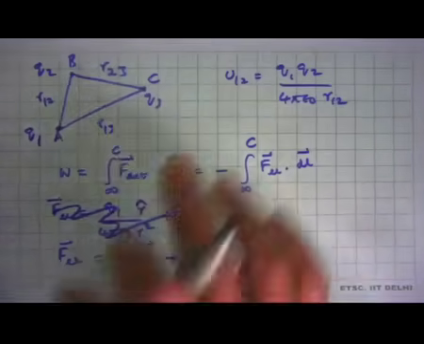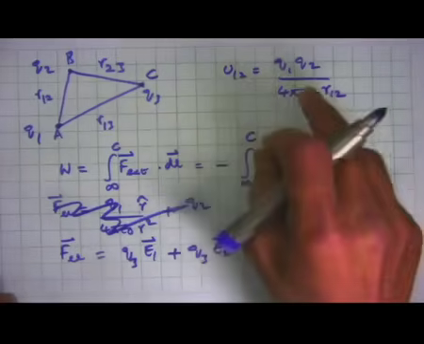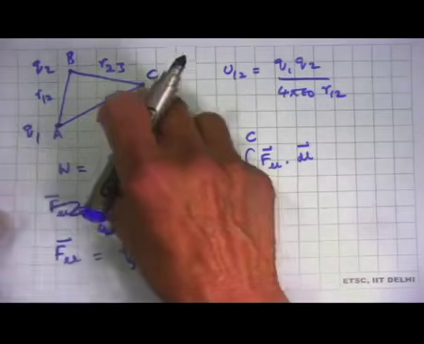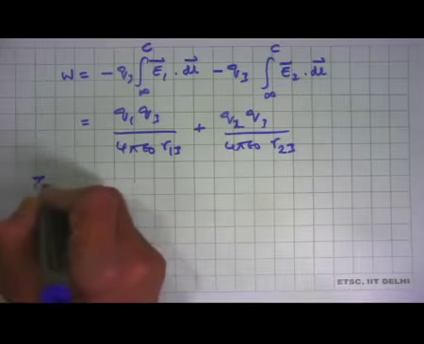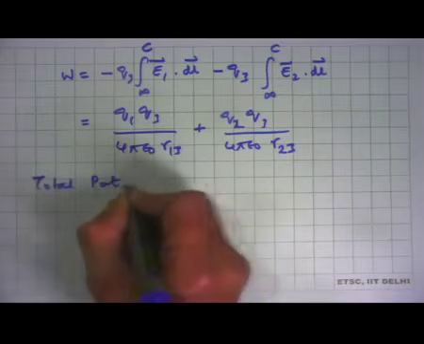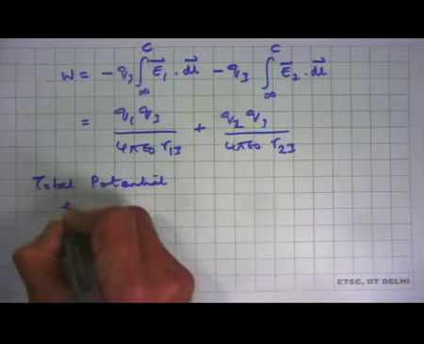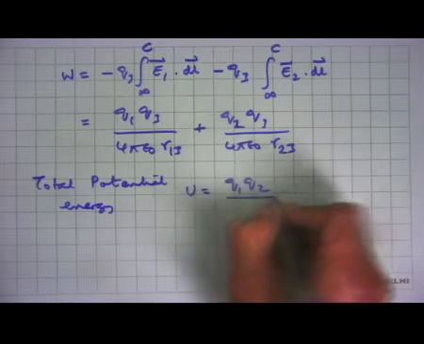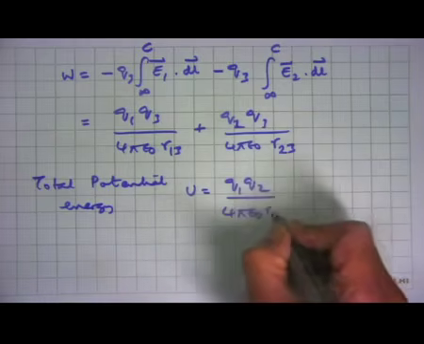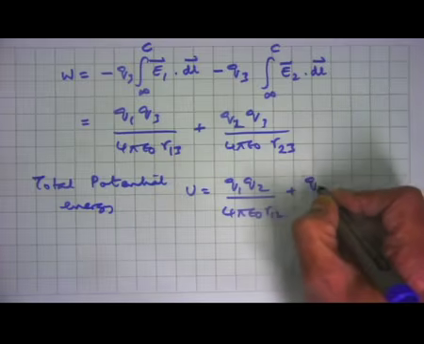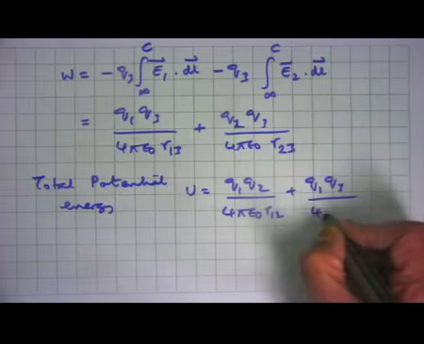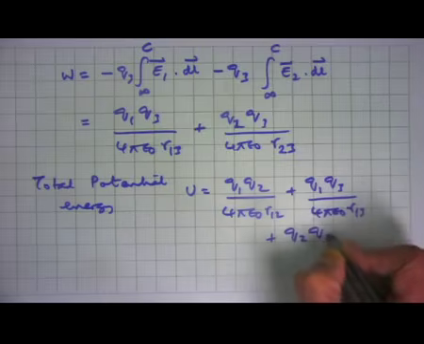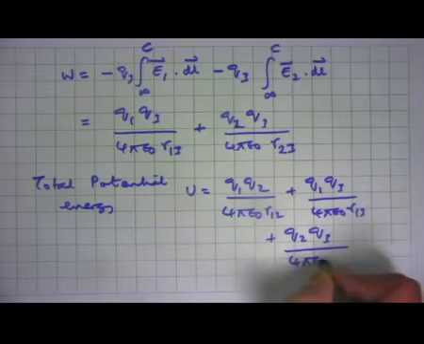So, the total work done in assembling this charge distribution is the sum of the work done in bringing charge q2 to this point and the work done in bringing charge q3 to this point. So, the total work done, or total potential energy, is equal to q1 q2 by 4 pi epsilon 0 r12 plus q1 q3 by 4 pi epsilon 0 r13 plus q2 q3 divided by 4 pi epsilon 0 r23.